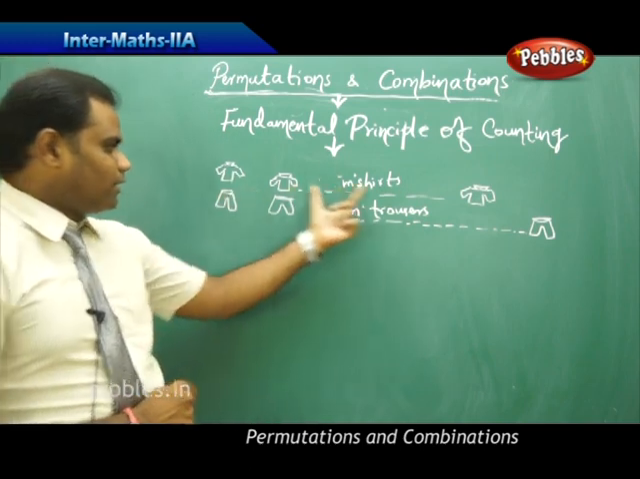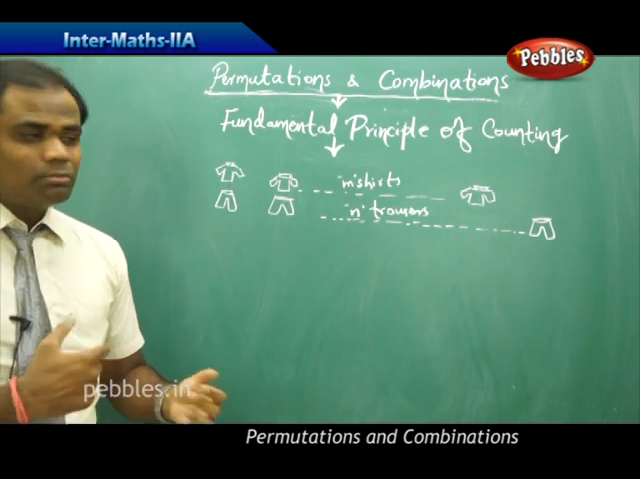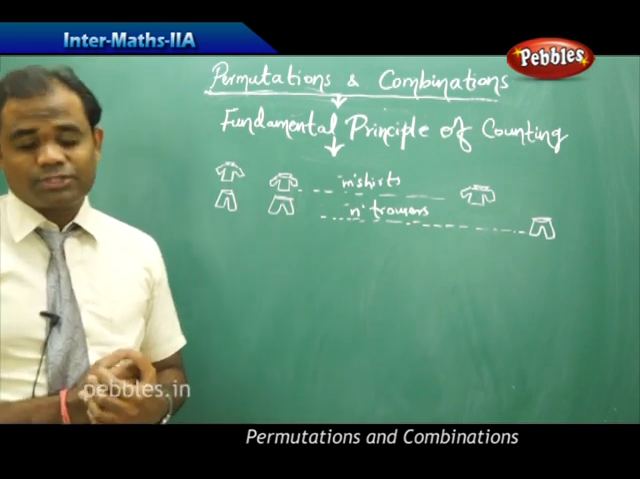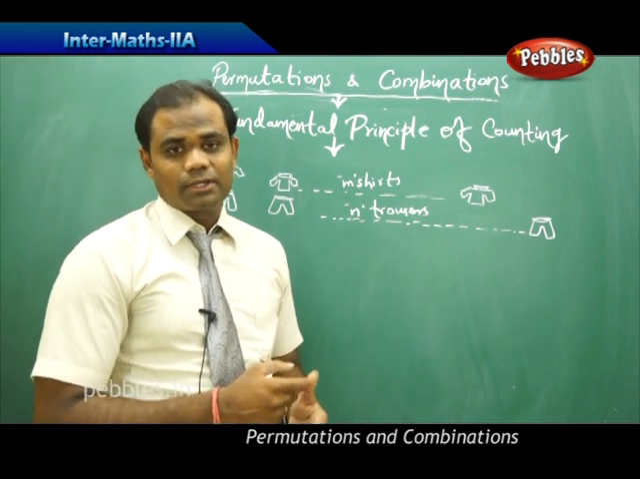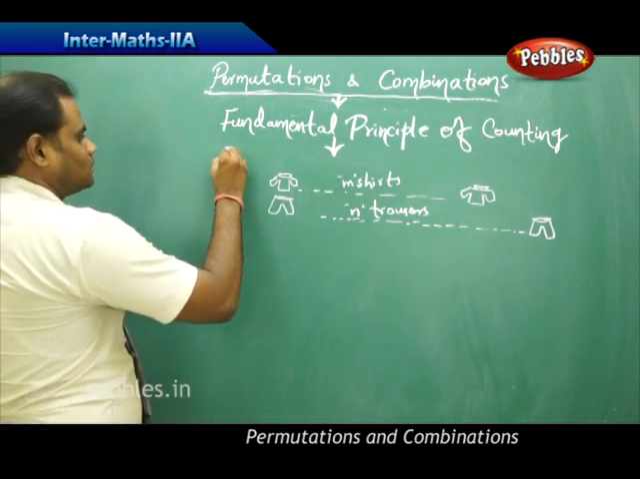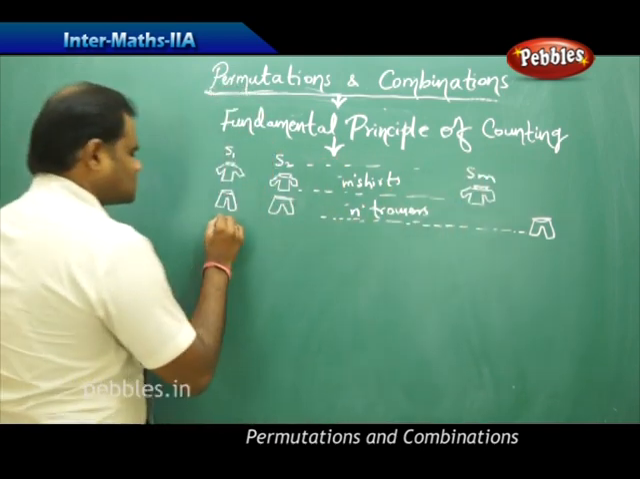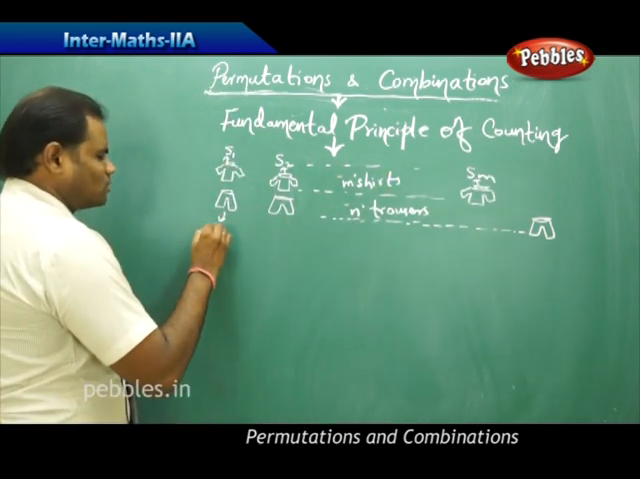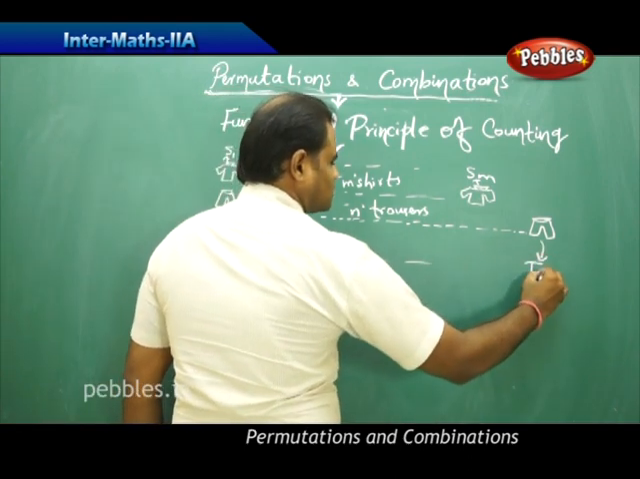So if I assume that there are M shirts and N trousers on the whole, then the biggest question here is: in how many ways can I wear the shirts and trousers in pairs? Let's see how the fundamental principle of counting is used in this example problem. Suppose this is S1, S2, S3, up to shirt M, and this is trouser 1, trouser 2, so on and so forth till trouser N, because there are N trousers.